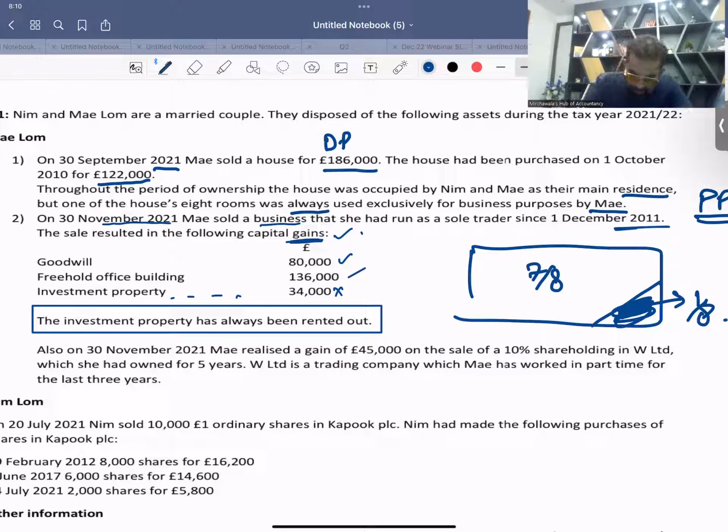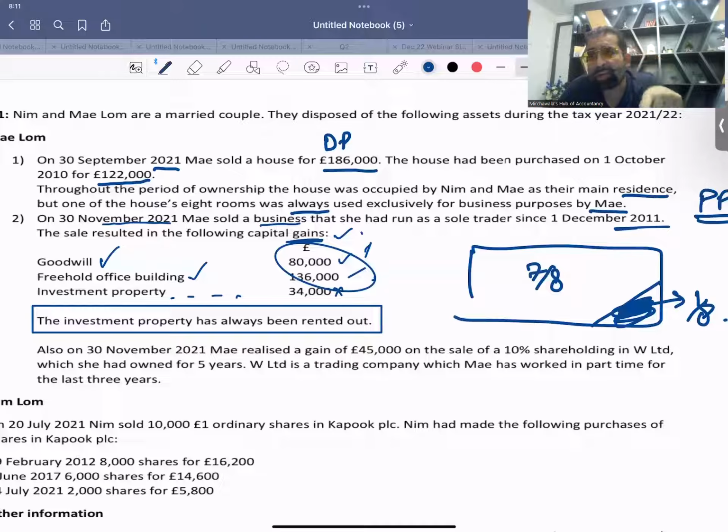So yes, goodwill is a pure business asset. You get all customers because of goodwill, so it's purely business. Then the freehold office building. Yes, normally buildings are used for business purposes if the examiner is silent. But investment property is a property on which you earn rent. See that it is written, and you have given it on rent. So this is not a business asset. So you will only get BADR on 80,000 and 136,000. You will only get BADR on 80 and 136, don't forget.